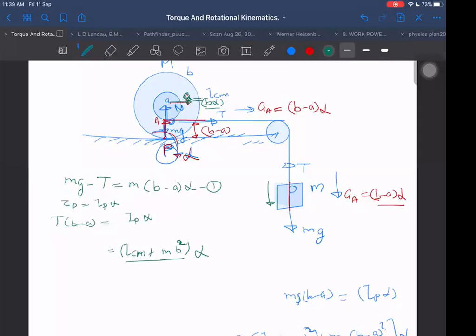Is ICM given for this or not? Yes, sir, given. Then ICM plus M into B square is equal to, into alpha. That is T into B minus A. These two equations are enough to get the answer. T and alpha are the unknowns.